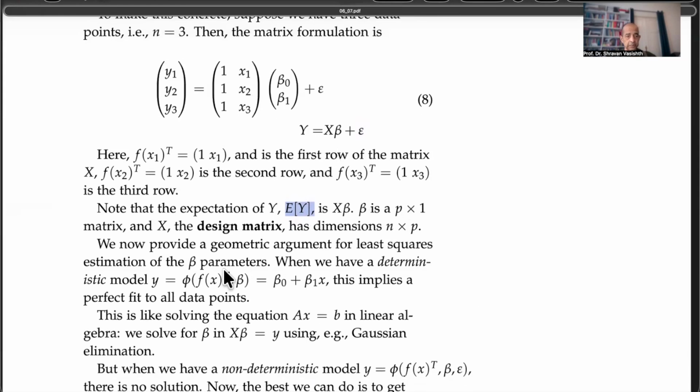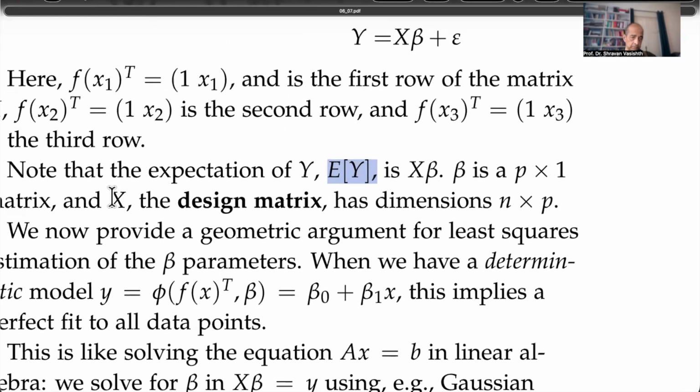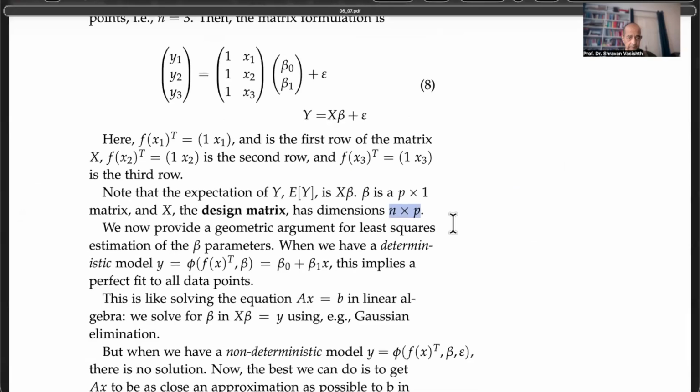But what's important now is this new term: X is the design matrix. It's also called the model matrix in R. So if you fit a linear model in R, you can extract what's called the model.matrix, but that's just the design matrix. It's the same thing, and it has, as I said earlier, dimensions n times p.